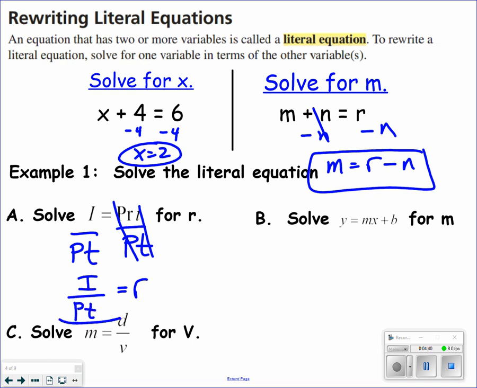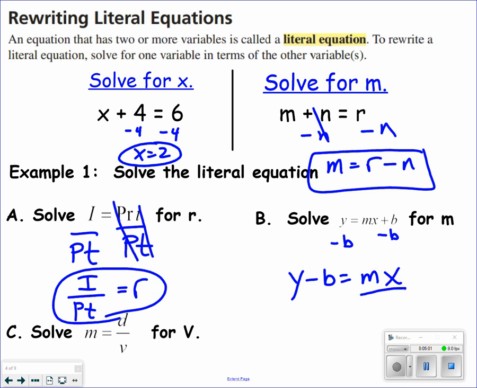So the next one, I want to solve it for m. y equals mx plus b. This is what's known as slope-intercept form. So I want to subtract b. So y minus b equals m times x. Again, I'm trying to get m by itself. So I'm going to divide by x so that m equals y minus b divided by x.